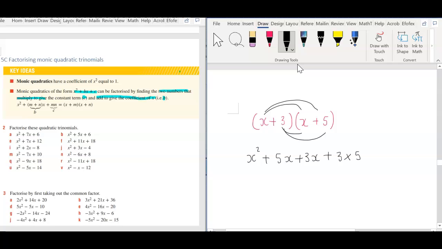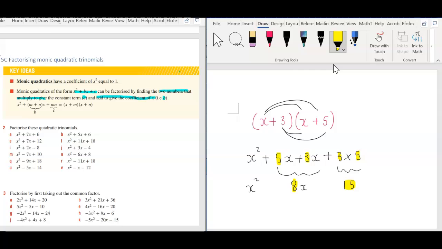Effectively, what we've got in the middle here is our x term, which in this case is going to be 8x. And what we've got here is our constant, which is 15. Then we've got x squared here, but when we're factorising monic quadratics, we don't really need to take any notice of the x squared. You can see that the 5 and the 3 add to give you 8, and the 5 and the 3 multiply to give you 15.